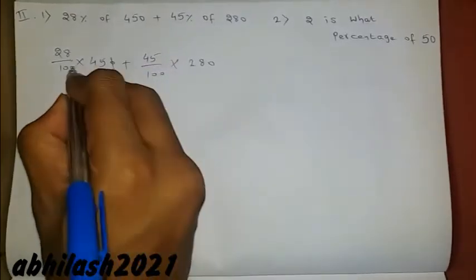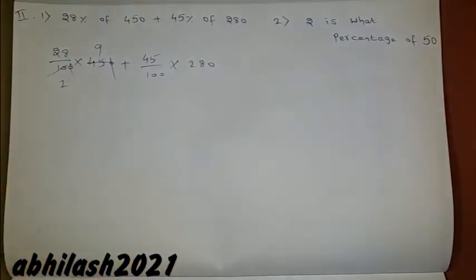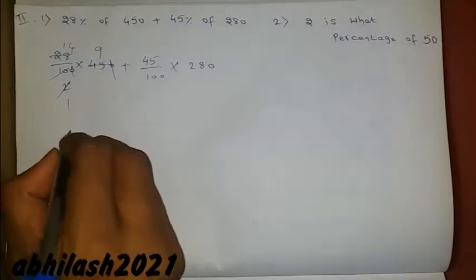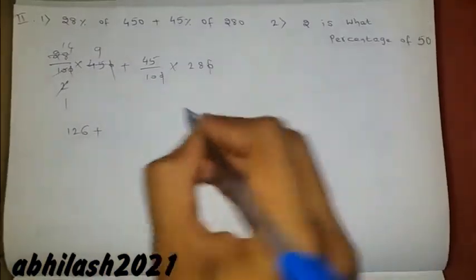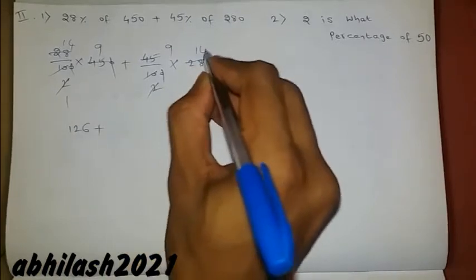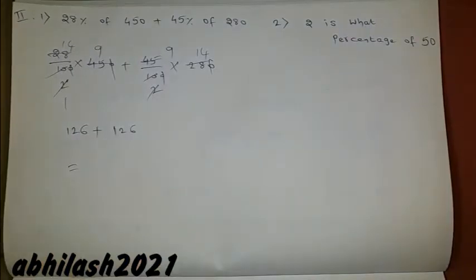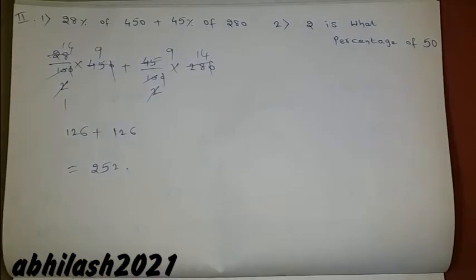280. Here 0 0 cancel, 5 2s are 10, 5 9s are 45. Next 2 1s are 2, 2 14s are 28. 14 into 9 is 126, plus here 0 0 cancel, 5 2s are 10, 5 9s are 45, 2 1s are 2, 2 14s are 28, again 14 into 9 is 126. So 126 plus 126 is nothing but 252.